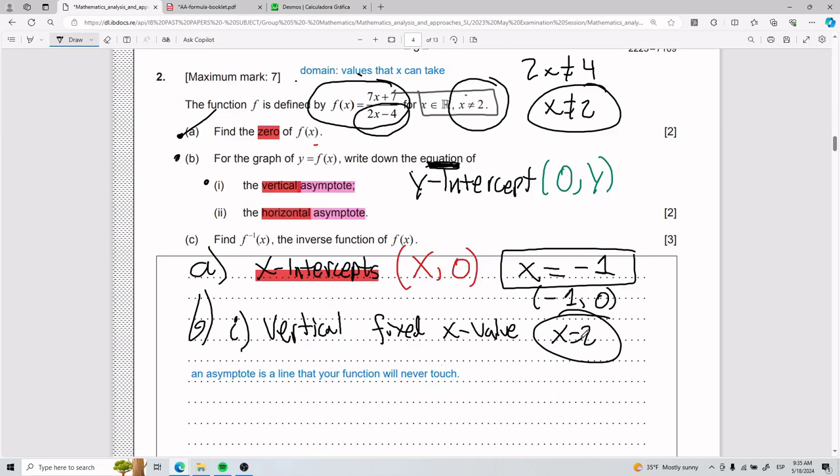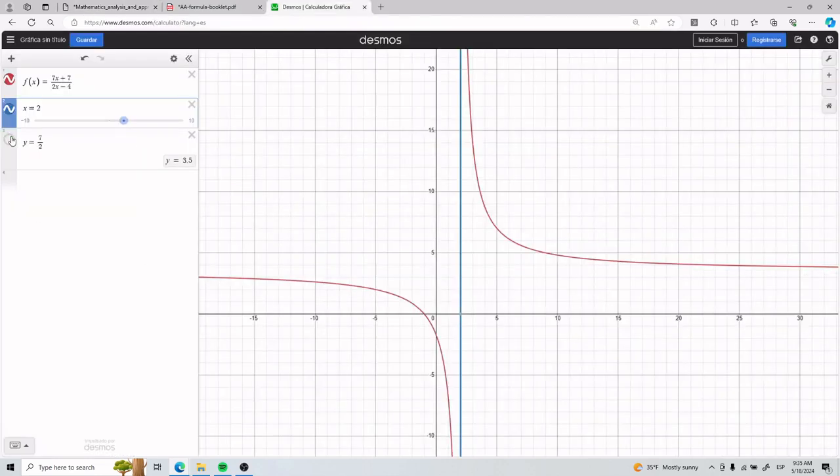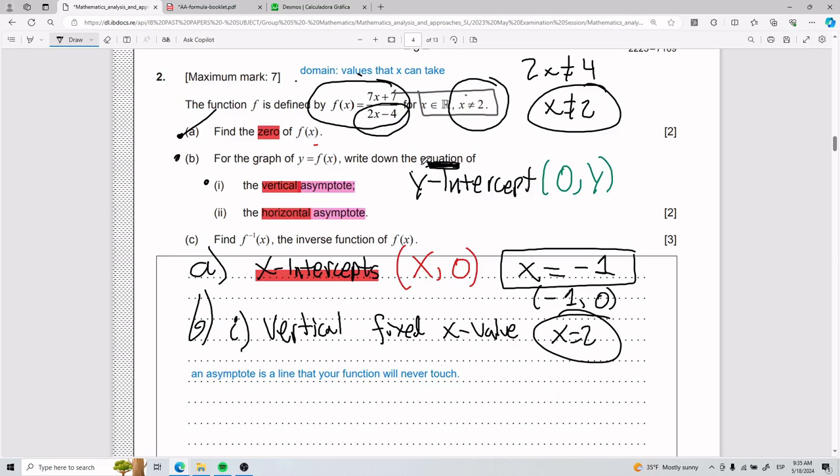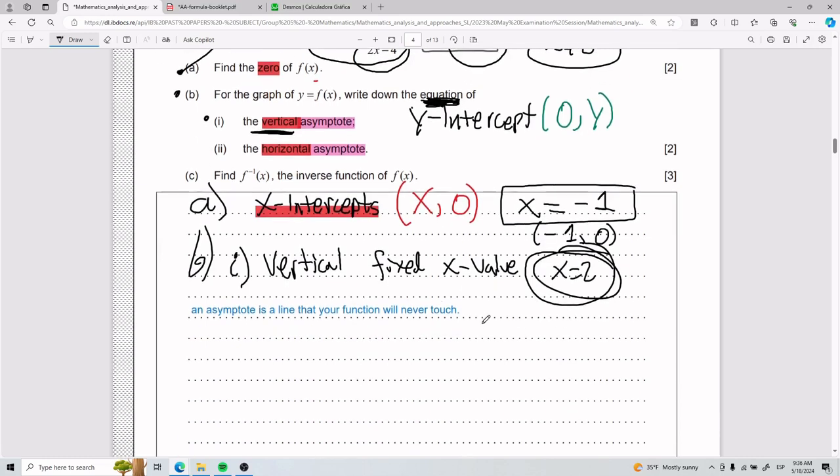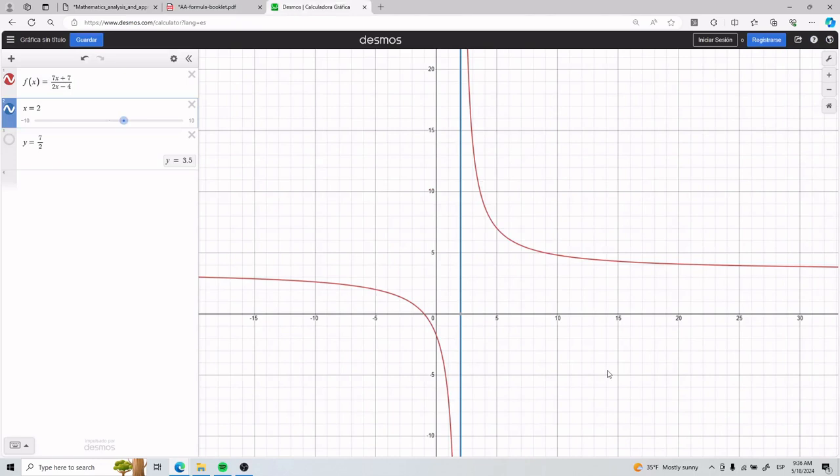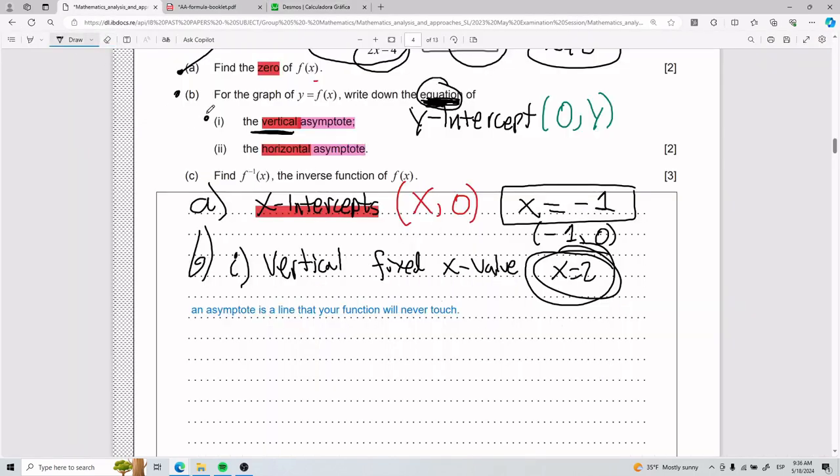So the moment you put x equals 2, the blue line shows up. Careful, it's very important that the equation of your vertical asymptote is x equals 2. You cannot put x does not equal 2 because this is not an equation. You need to leave it as an equation. So x equals 2 allows you to draw the blue line. So that is for part B, part I.